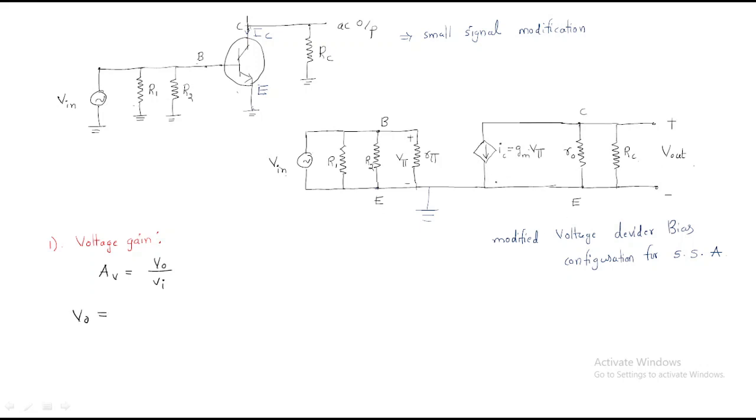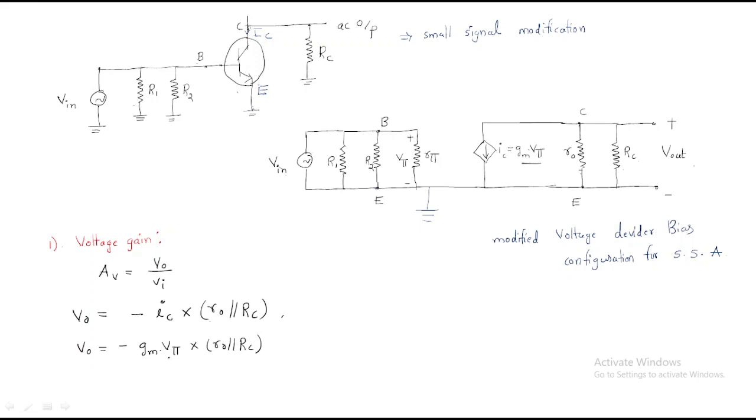If you are applying the output voltage, the output current is entering from the negative terminal, and both resistors are connected in parallel. So I can write: current is entering from the negative terminal, that's why it is Ic, and the two resistors ro parallel Rc. But what about Ic? You know that Ic is gm into V pi. So Vo equals minus gm into V pi into ro parallel Rc.